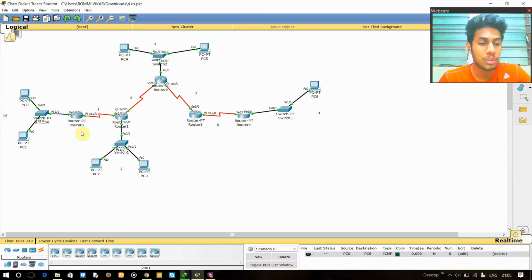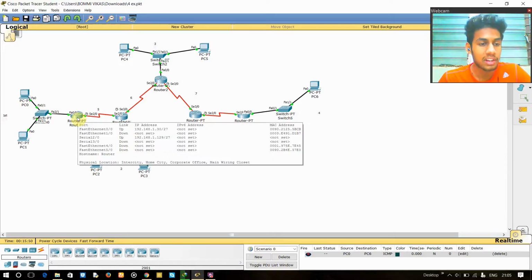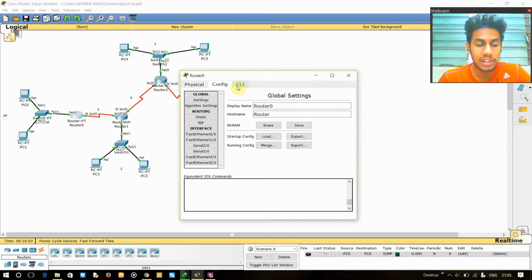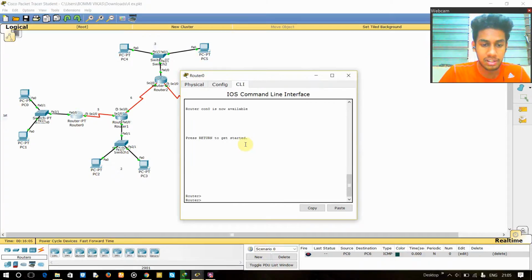So we are supposed to tell router 0 where all these networks are present and through which port it has to communicate. Here we know that LAN 2 is present towards serial 2/0, so we need to send the packet in that direction. We configure the router using CLI commands.